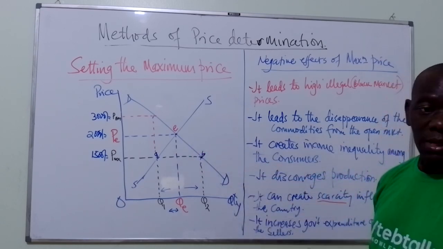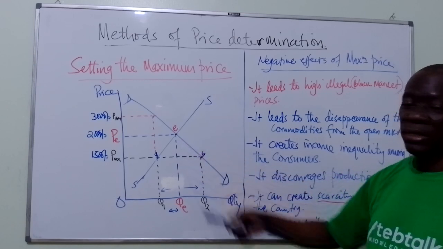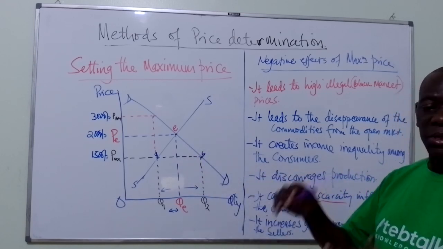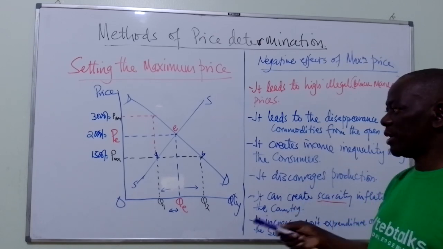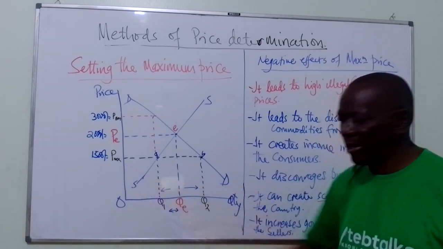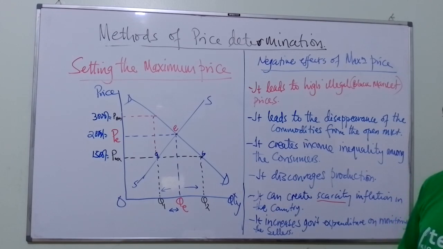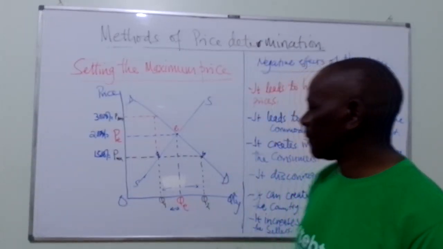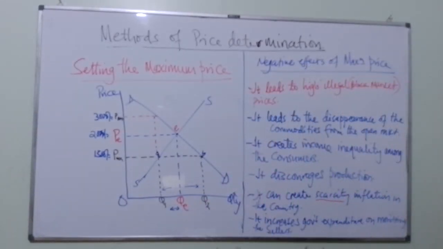Whereas when it was a free market economy, there was no need to supervise or monitor. Everything was being worked on by the forces of demand and supply. Now that you have come in, you have to get the people who are going to implement and ensure that the set price has not been interfered with. So that is another disadvantage, another demerit.